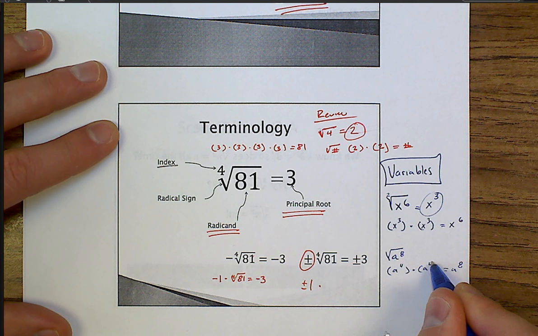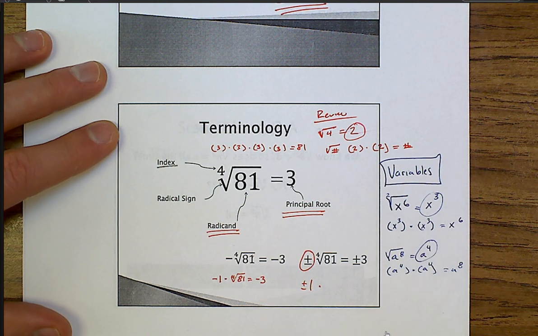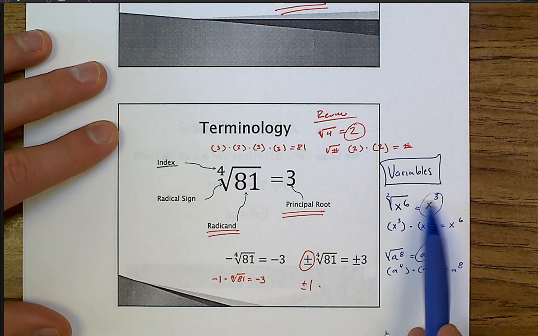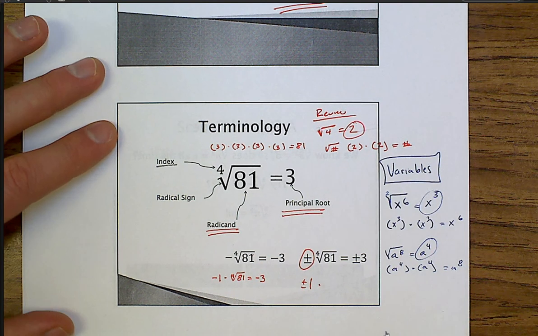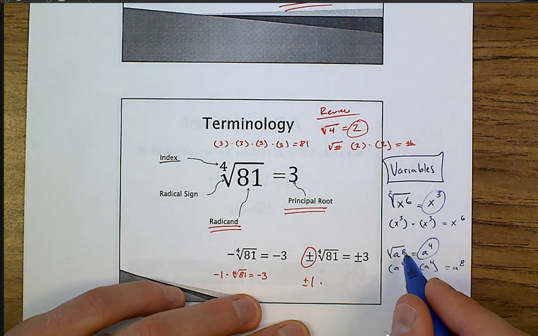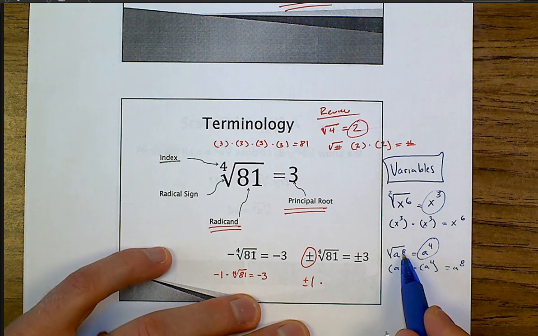And so that would just be a to the 4th. Now you may see a little pattern here, right? What's 6 divided by 2? 3. What's 8 divided by 2? 4. And so the shortcut to these is basically, if you have a square root, and these are square roots by the way, because there's a 2 there, whatever this number is, like 8 or 6, you just divide by 2.